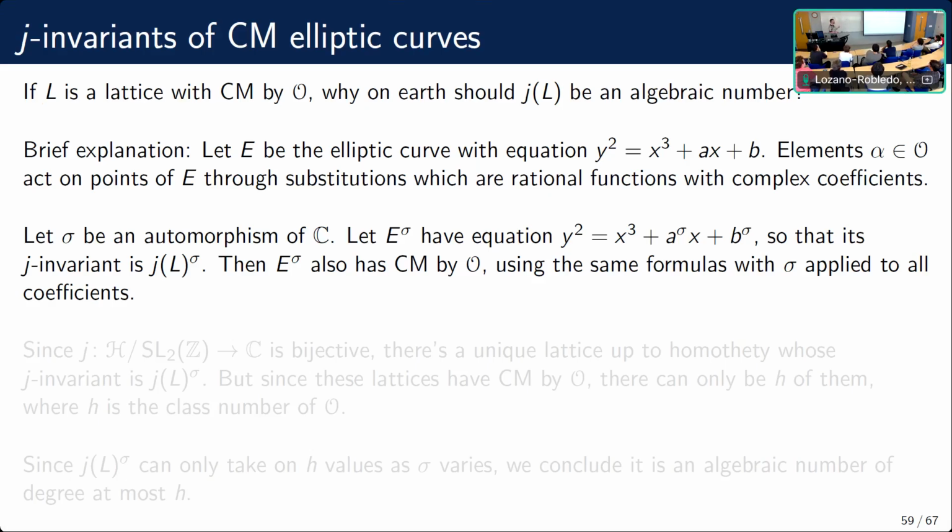E sigma also has complex multiplication, in fact, by the same lattice, because for elements of the order O, you can use the same formulas that describe what that action is, just with sigma applied everywhere. And all we're using is the fact that sigma is an automorphism of the field of complex numbers.